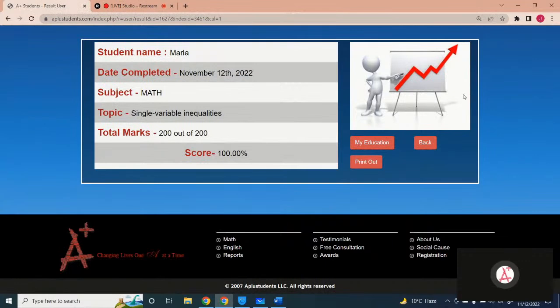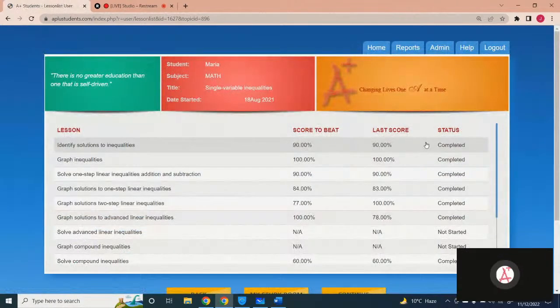Okay, so we have completed the test. We have covered 4 topics today. Two of them are from the chapter solve equations: solve linear equation word problems, and then we did the final test. We have started the new chapter, identify single variable inequalities, and we have done 2 topics: identify solutions to inequalities and graph inequalities.